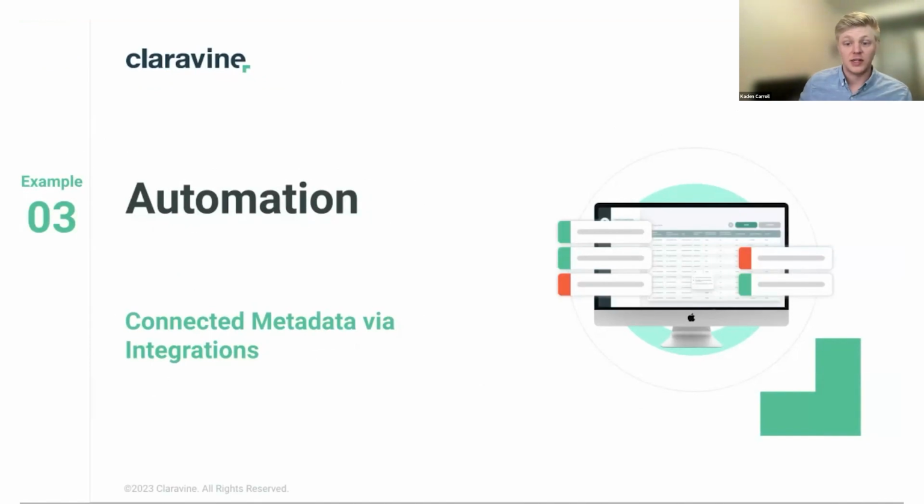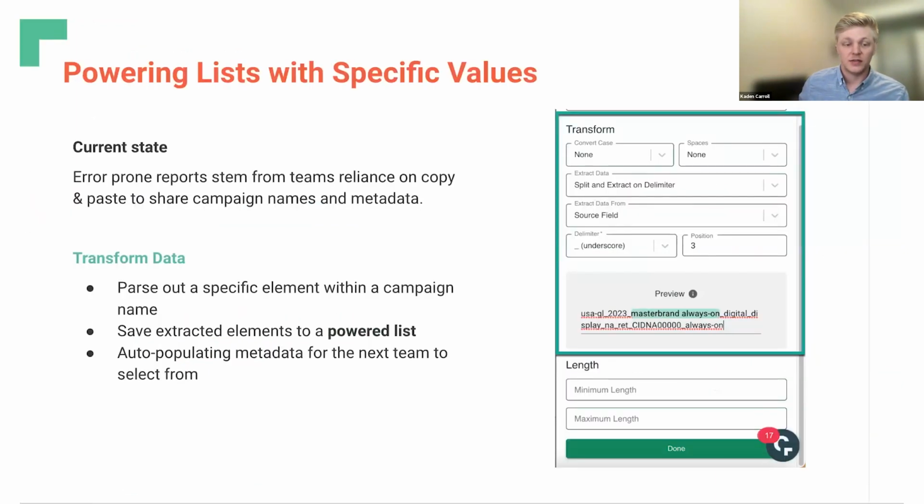The final thing to talk through here is using automation with split and extract to make some of these things even easier. So what does that mean? The first part here is using powered lists with specific values. There are two paths when we bring in powered lists with split and extract. The first one is saving these extracted elements into a powered list to be used on another template.